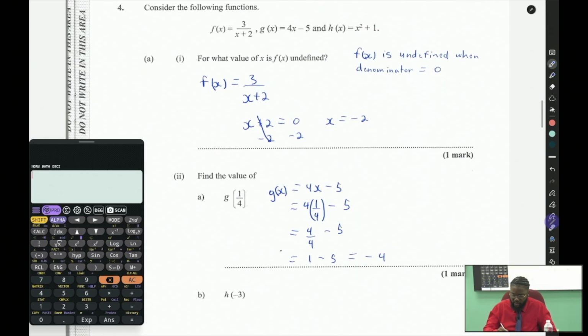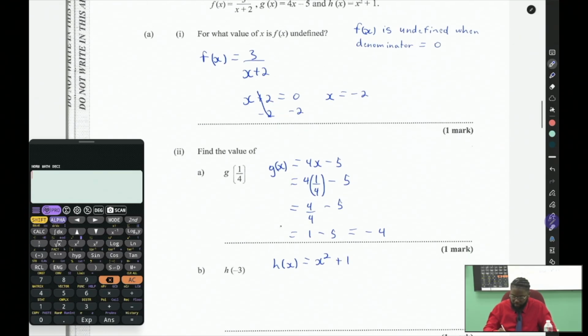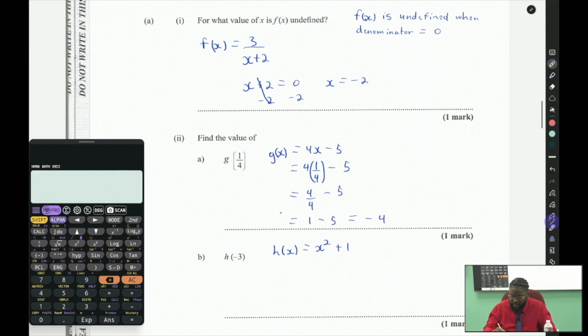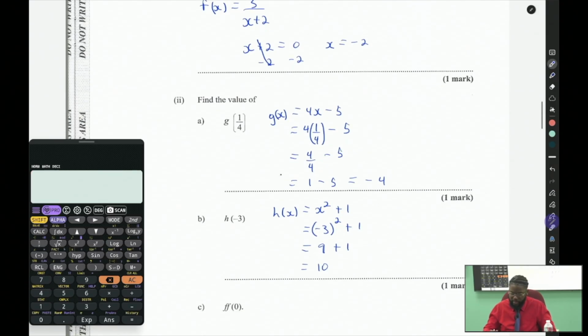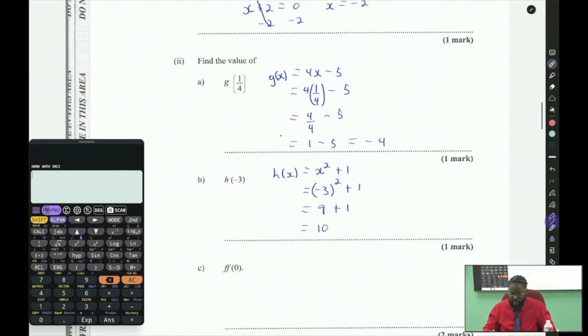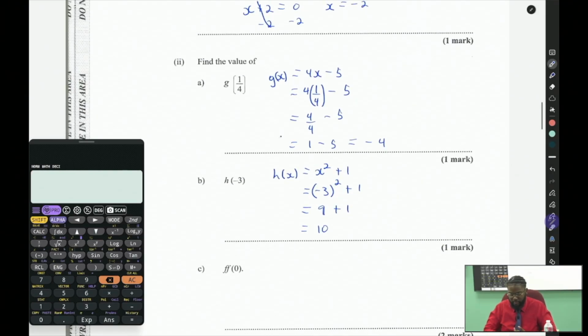Next, h of x is equal to x squared plus 1. So h of -3, all we'll do is substitute our x value for -3. So -3 squared would give us +9 plus 1, which would give our answer to become 10. So very simple. So now we have f of f of 0.